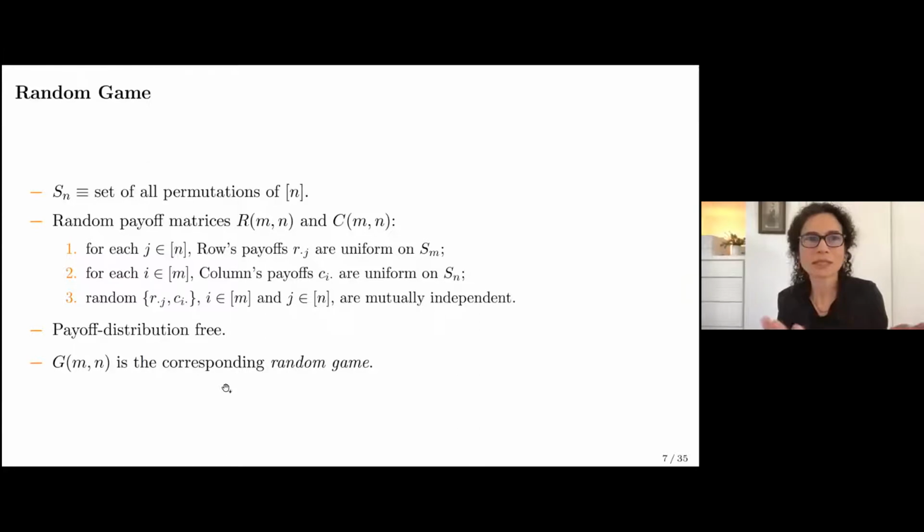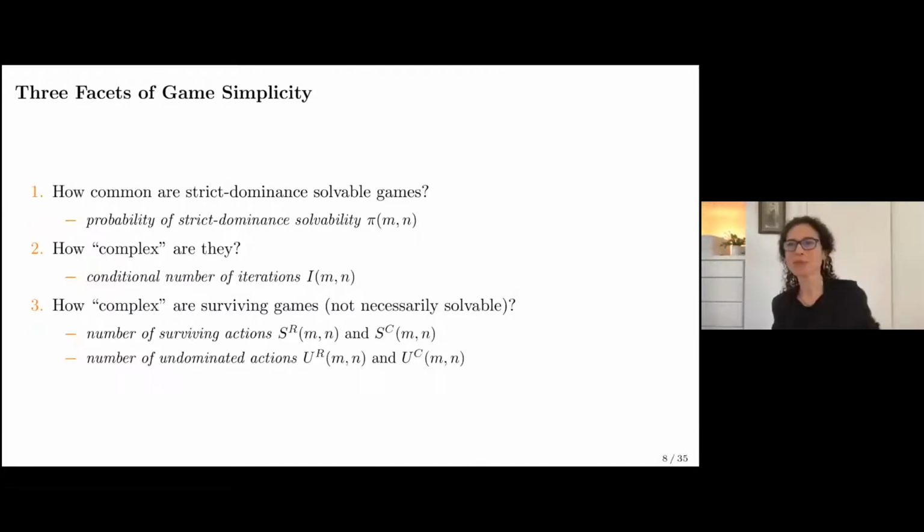So this slide basically captures the entire model that I'll talk about today. Now, there will be these 3 facets, and I'll remind them to you as I go along. So I'm going to introduce annotation, but I know it's late in the day, so I don't expect you to remember. But just to kind of embed it, we're going to focus on the probability of strict dominant solvability. So this is going to be this pi of Mn.